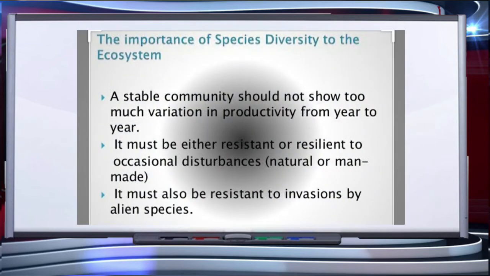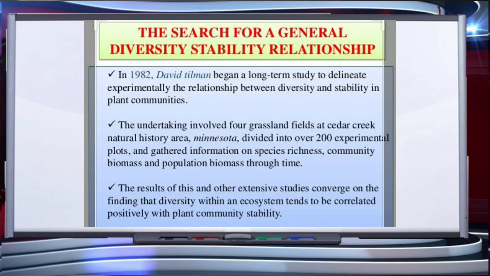For many decades, ecologists believed that communities with more species generally tend to be more stable than those with fewer species. So let's talk about the importance of species diversity to the ecosystem. What exactly is stability for a biological community? A stable community should not show too much variation in productivity from year to year. It must be either resistant or resilient to occasional disturbances, natural or man-made, and it must also be resistant to invasions by alien species.